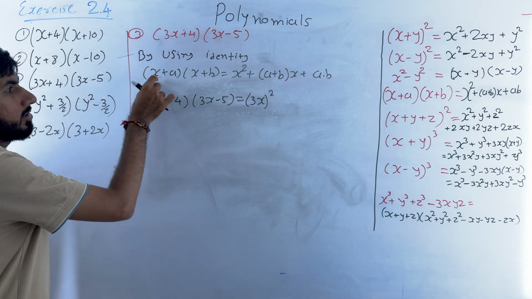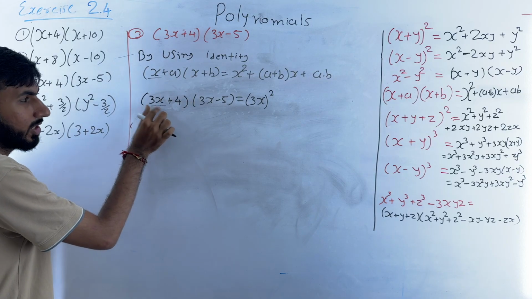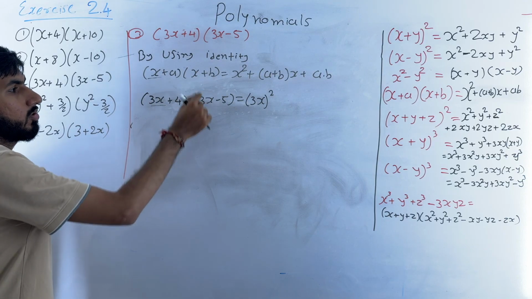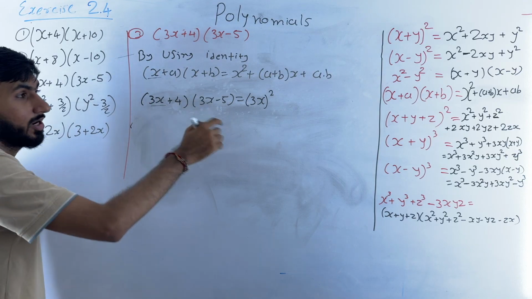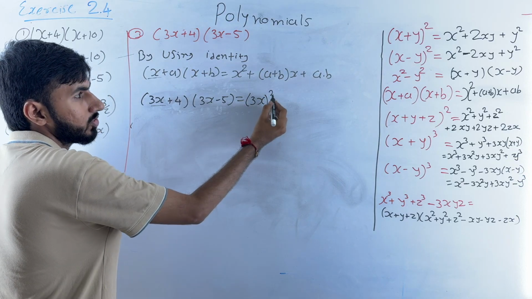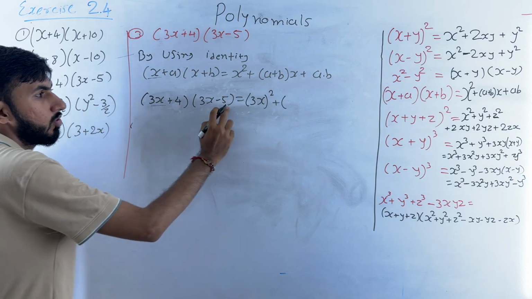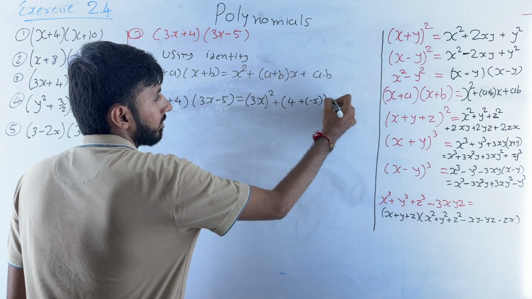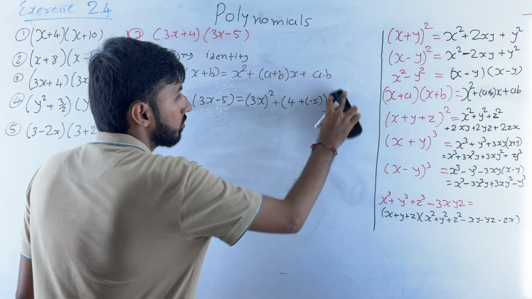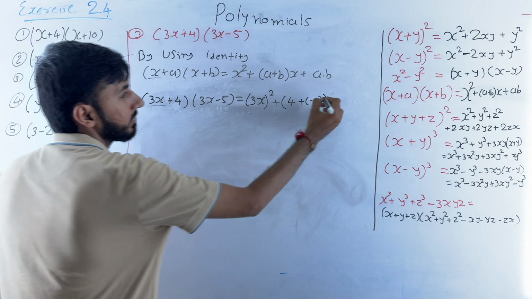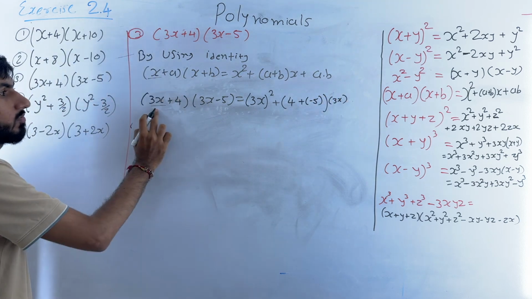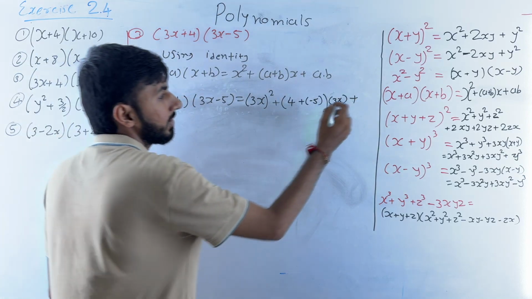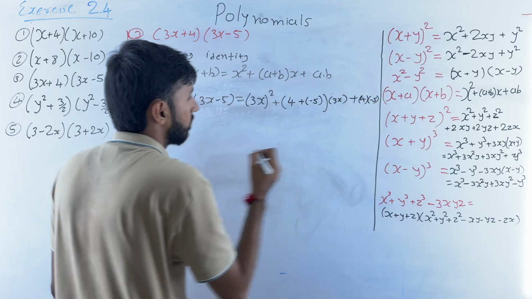In my question I have 3x plus 4, so I have to write x is equal to 3x, a is equal to 4, x is equal to 3x, b is equal to minus 5. So my first term will be 3x square, plus in the bracket a plus b, that means 4 plus minus 5, multiplied by x. In place of x I have to write 3x, because the value of my x is 3x, so I have to write 3x, plus a multiplied by b, that is plus 4 multiplied by minus 5.